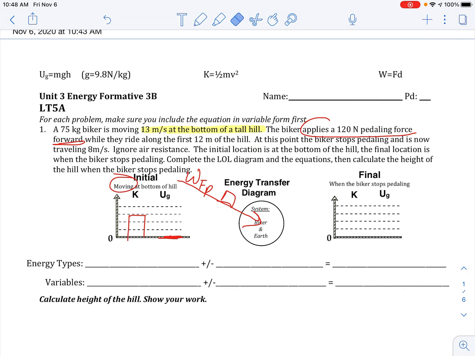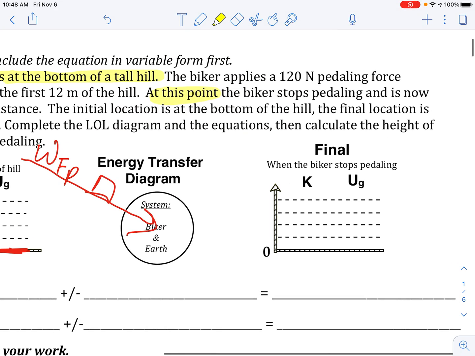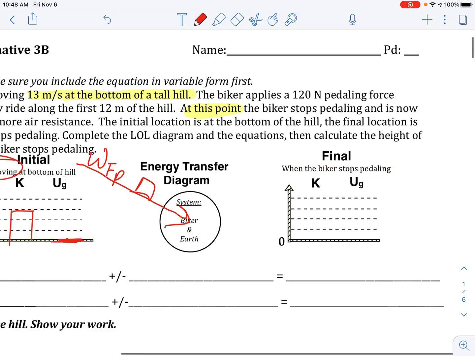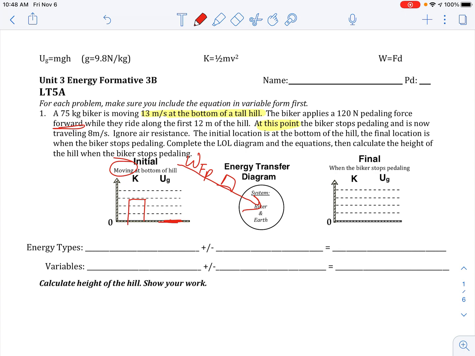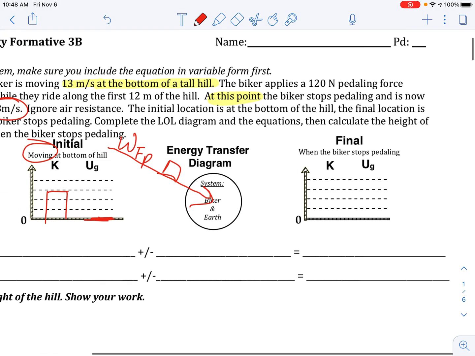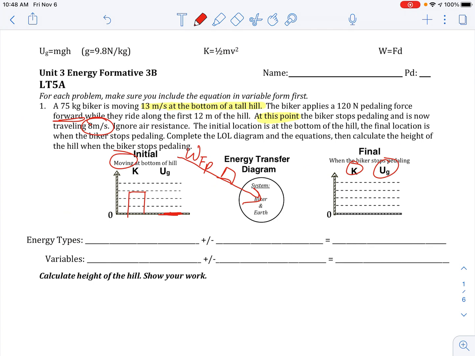At this point, the biker stops pedaling and is now traveling 8 meters per second. That's what our final L corresponds to, when the biker stops pedaling and is somewhat up this hill. They are moving, so they have kinetic energy, and they're somewhat up the hill, so we've got some UG. The energy needs to be split between the two.